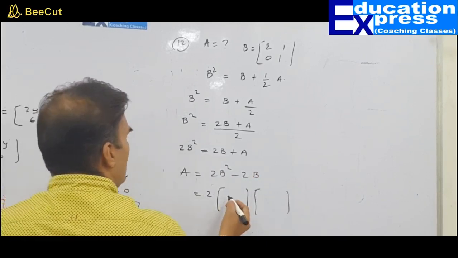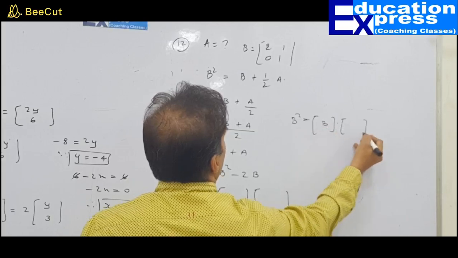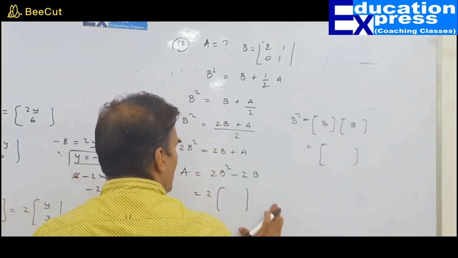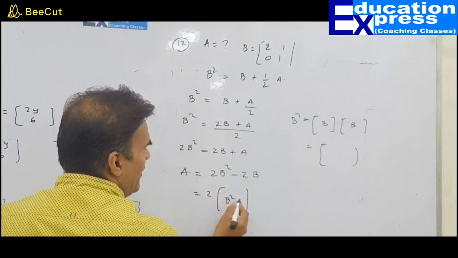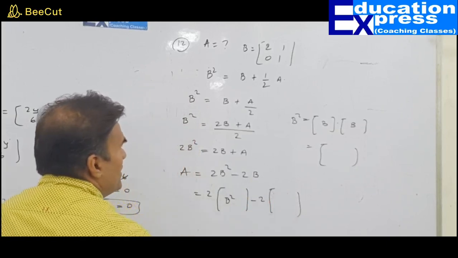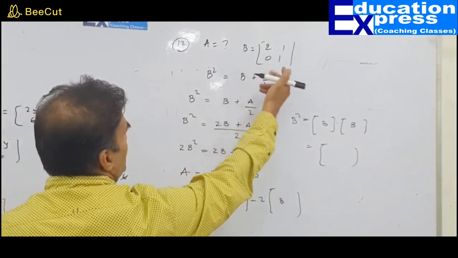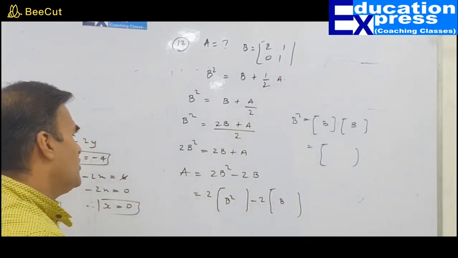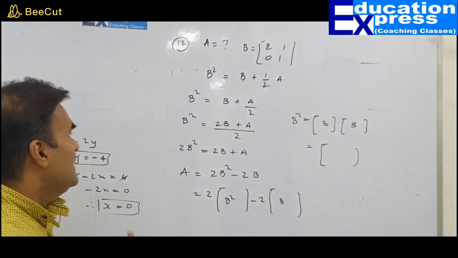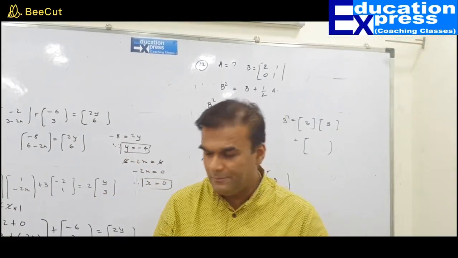Of course, sir. B square will be b into b. Whatever matrix you get, you can substitute over here. B square matrix minus 2. Whatever matrix you get, again you can substitute over here. But we already have matrix B, so just put this value. So now it becomes a simple calculation of subtraction. With this, question number 12 also comes to an end. Let's move on to the next one.